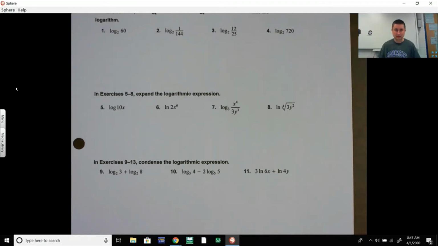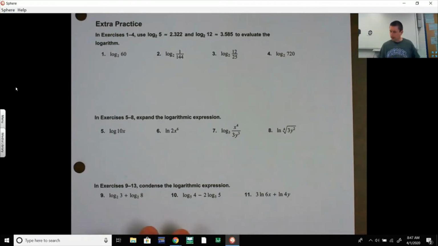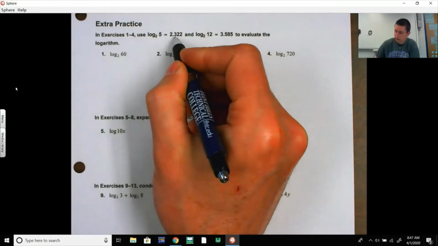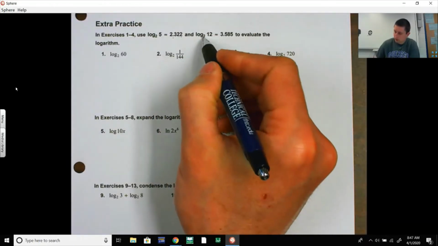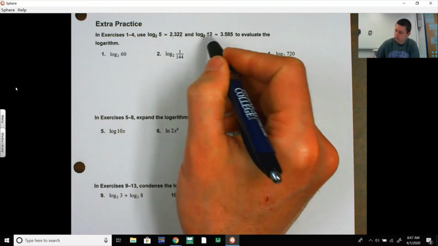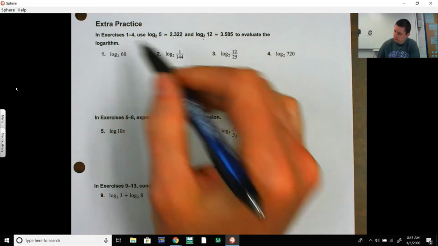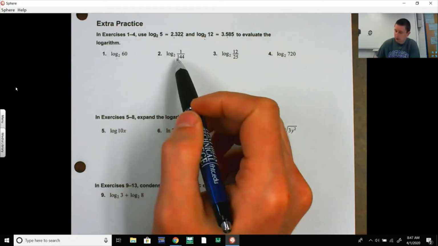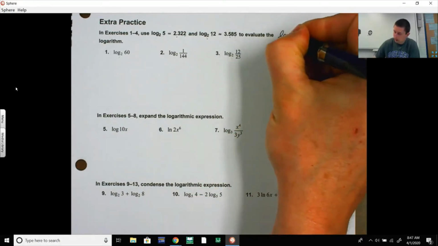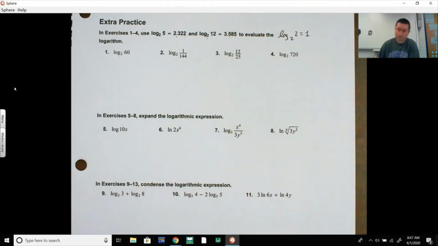Okay, where are we at? There we are. This is page 177. In exercises 1 through 4, use log base 2 of 5, and we know that's approximately 2.322. Log base 2 of 12 is about 3.585, so that means 2 to the 3.585 power is 12. 2 to the 2.322 power is 5. Now you notice our base is 2, so we can also include the fact that log base 2 of 2 equals 1.